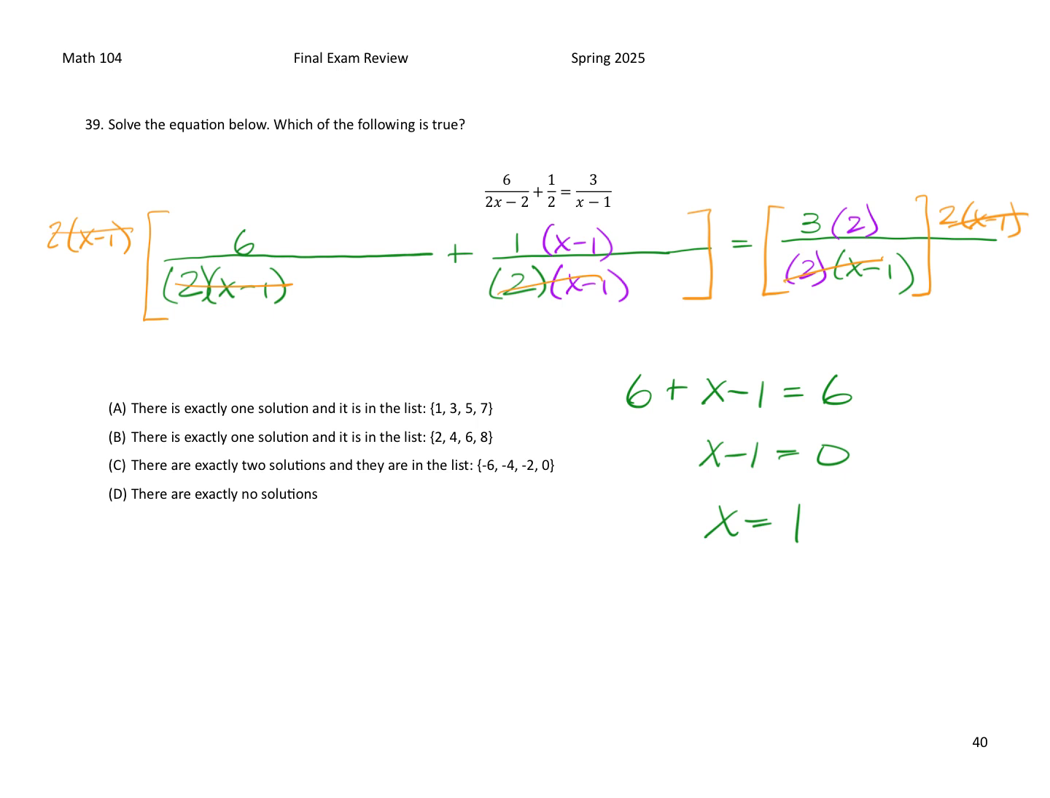Before I just circle this and say it's the solution, the answer would be A, right? Because there's one solution, it's in this list. I should check to make sure that it's actually a solution, because this can happen with rational equations.